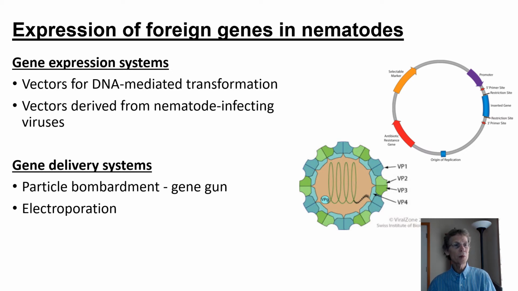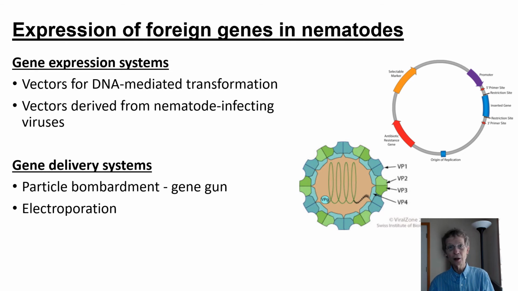And then we need methods to get these genes through the cuticle, that tough coating on the outside of nematodes, and into nematode cells. So we're trying a couple of different techniques there. The first one is particle bombardment, using a gene gun to force small gold particles through the cuticle and into the cells. And the other method is electroporation, which causes destabilization of membranes and allows foreign molecules to leak into the nematode bodies.